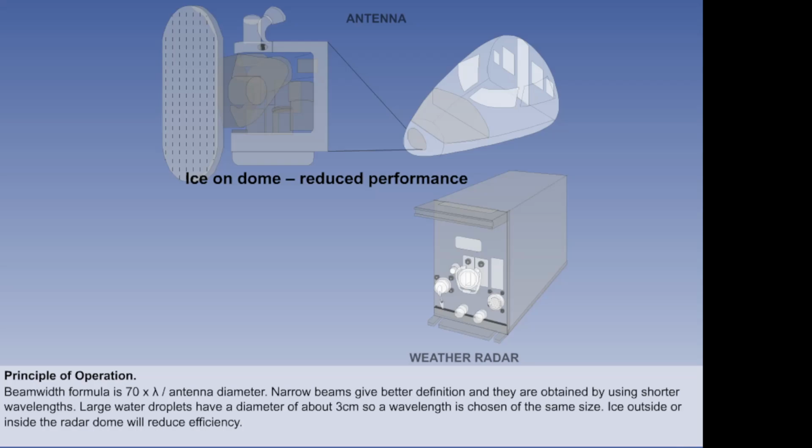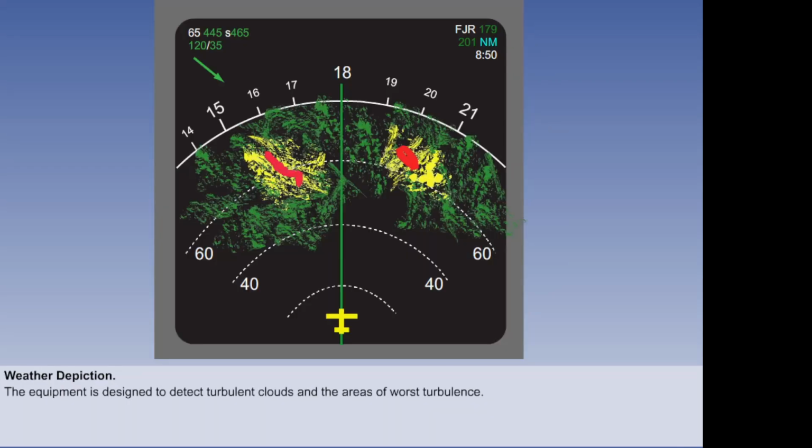The range and the performance of the radar waves will be reduced if there is ice inside or outside the radar dome, as some of the radar energy will be used to melt the ice and evaporate the water. The equipment is designed to detect those clouds which are likely to produce turbulence, to highlight the areas where the turbulence is most severe, and to indicate safe routes to avoid them where possible.